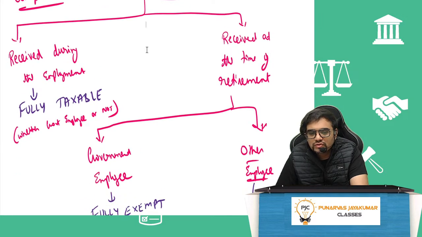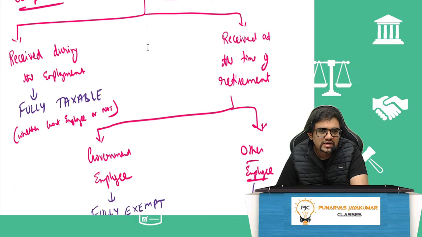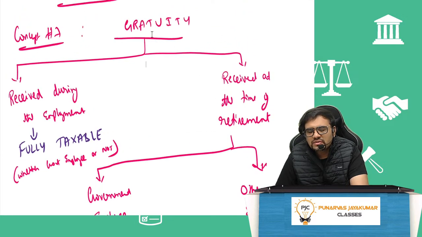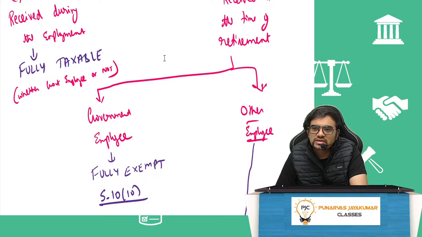So gratuity, there are two types. Gratuity received during the employment. Nobody will give gratuity during the employment. So if at all you get it during the employment, it is obviously fully taxable. Whether you are a government employee or not a government employee, fully taxable. On the other hand, if it is received at the time of retirement, towards the end, then we have to see whether you are a government employee or other employees.